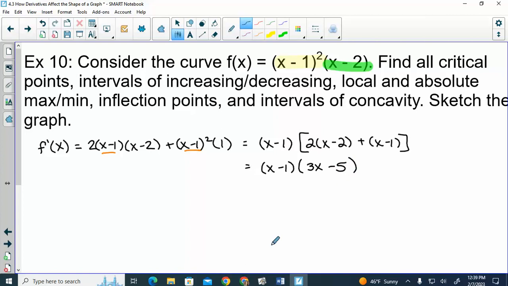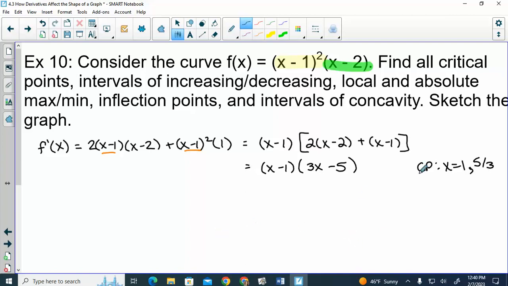Now, did I have to do it this way? No. If you wanted to multiply out the original because you didn't want to do product rule, you can. If you wanted to do this derivative and then multiply everything out and refactor, you can. You just have to get here. So at this point, can you tell me, what are my critical points? Because that's where my derivative would be 0.